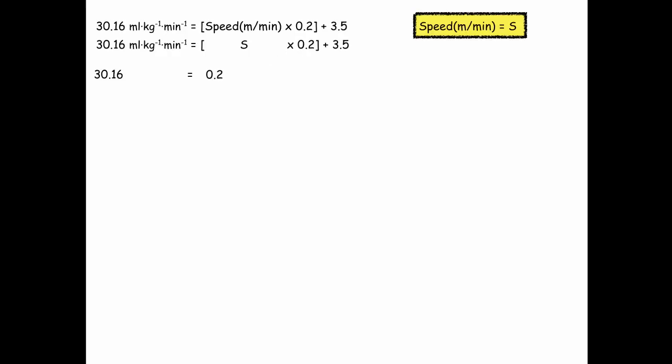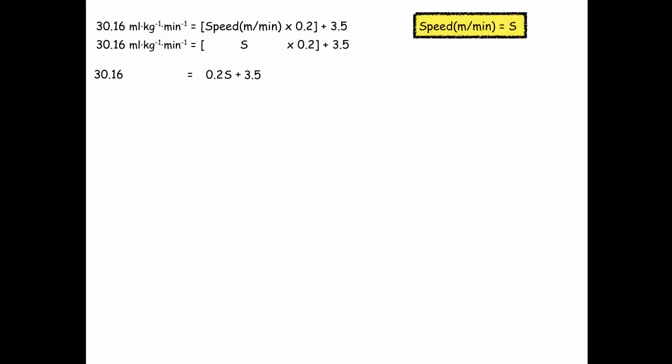I'm going to put 0.2 here, S beside it. S times 0.2 is the same as 0.2S. And I'm going to add 3.5. So this makes it look very similar to solving a basic algebra problem. We need to isolate S.